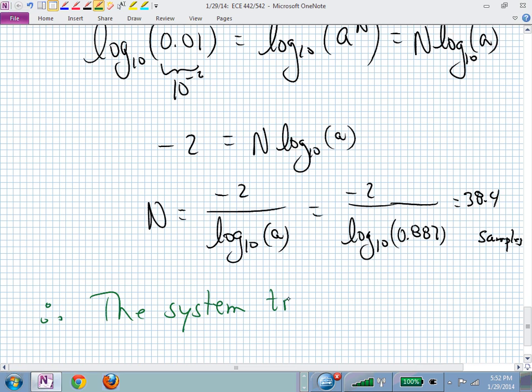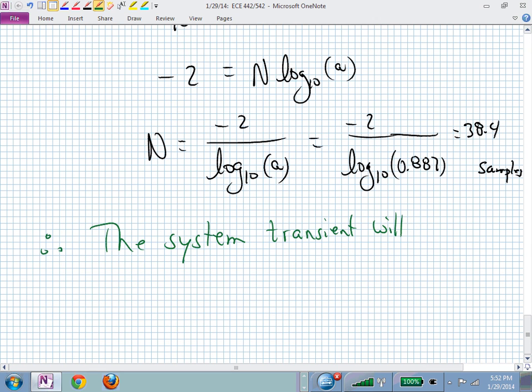The system transient, where the transient is gone when we get to within 1% of where we started, will take approximately 38. We could round up to 39 if that's what we need. So we could say 39 sample periods.